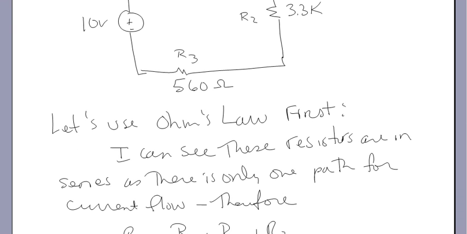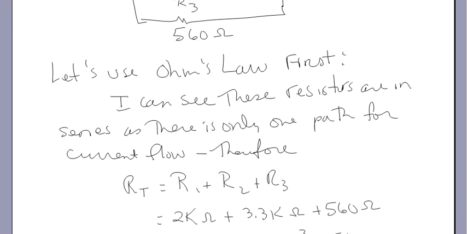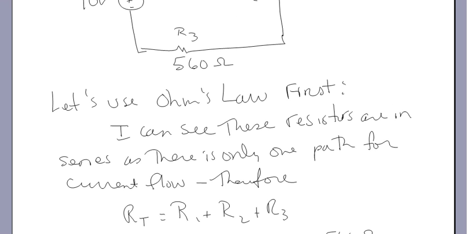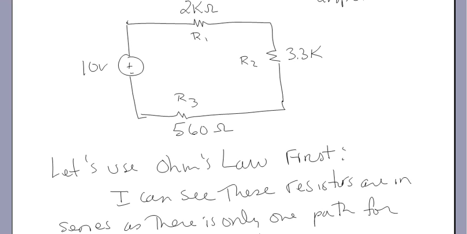So we're going to use Ohm's law first. I can see that these resistors are all in series, as there is only one path for current flow. If I trace that path for current flow, starting at the source and going around this loop, I see that there's only one path for current all the way around.